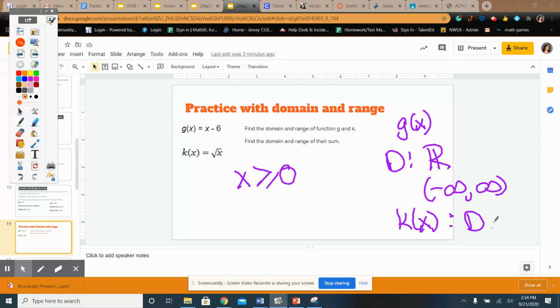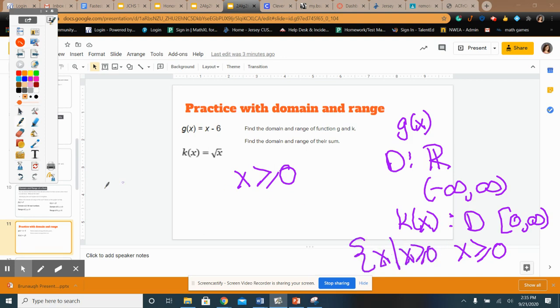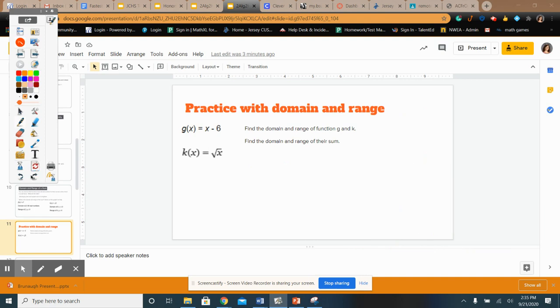So you can either write it like this, 0 to infinity with a square bracket, or you can say x is greater than or equal to 0. You could also say the set of all x such that x is greater than or equal to 0. I won't be picky on that. The range we also just talked about would be 0 to infinity or y greater than or equal to 0.